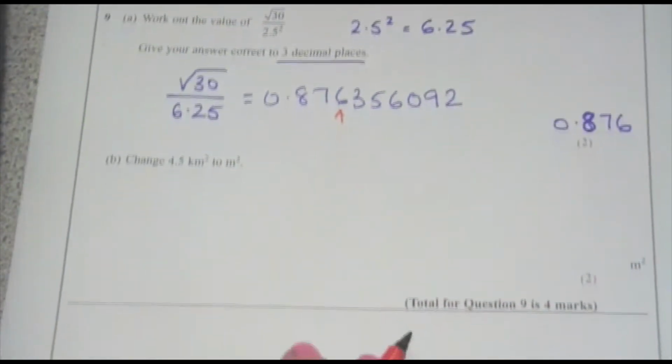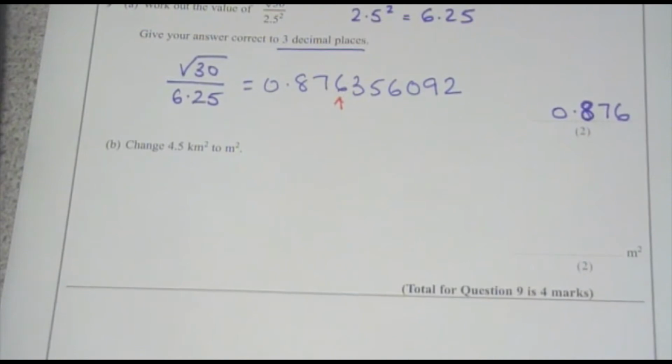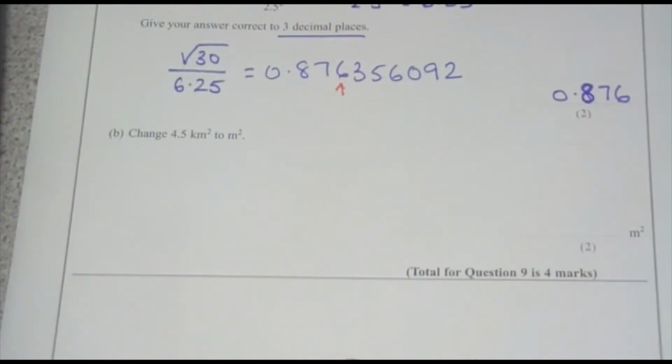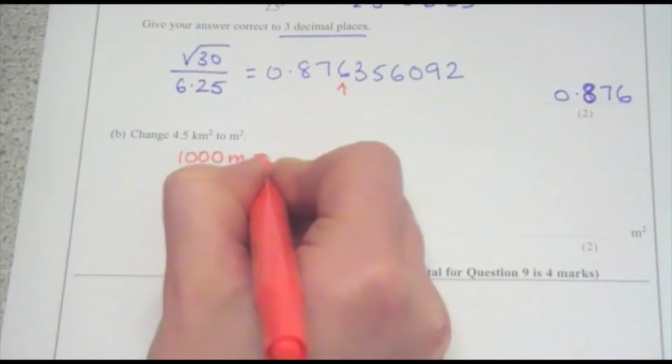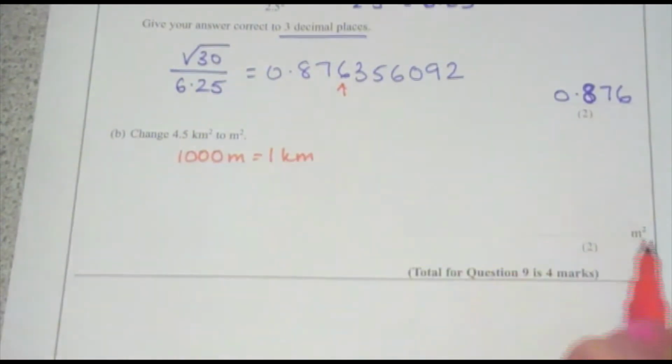0.876. Part B, I need to change 4.5 kilometres squared to metres squared. Now the first thing I'm going to write down is what I know about kilometres and metres, and that is that there are 1,000 metres in 1 kilometre.